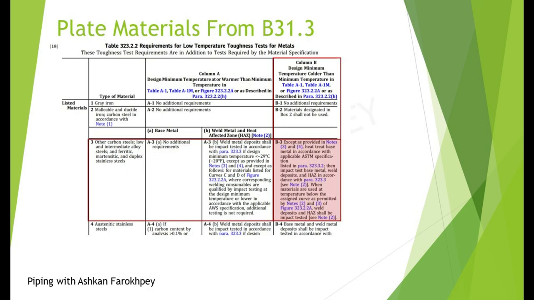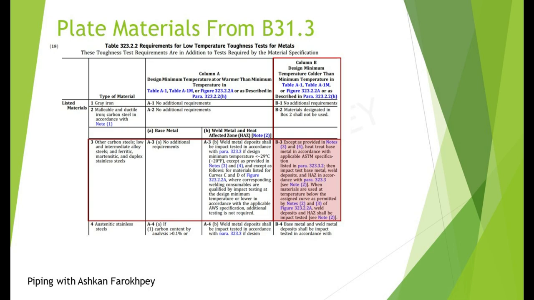The first step for this purpose is checking table 323.2.2. Our material is from the third row of the table and our technical condition is from column B. According to box B3, when we are using a carbon steel material at a temperature below the mentioned temperature in table A or the figures we reviewed, we have to accept, as provided in note 3 or 4 that we will review subsequently, heat treat the base metal, then impact test the base metal and weld deposit.